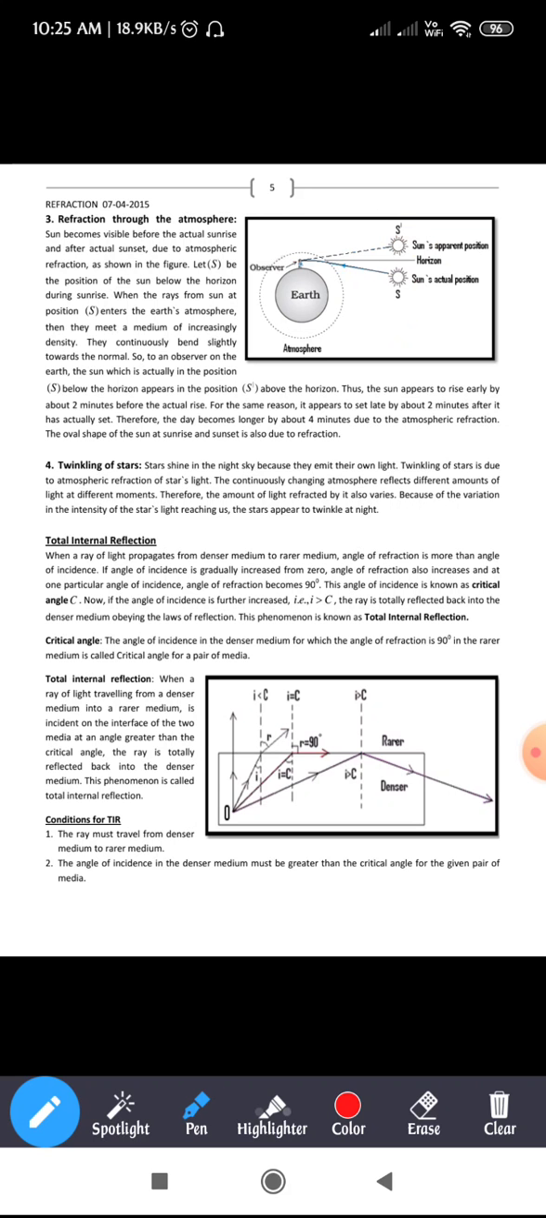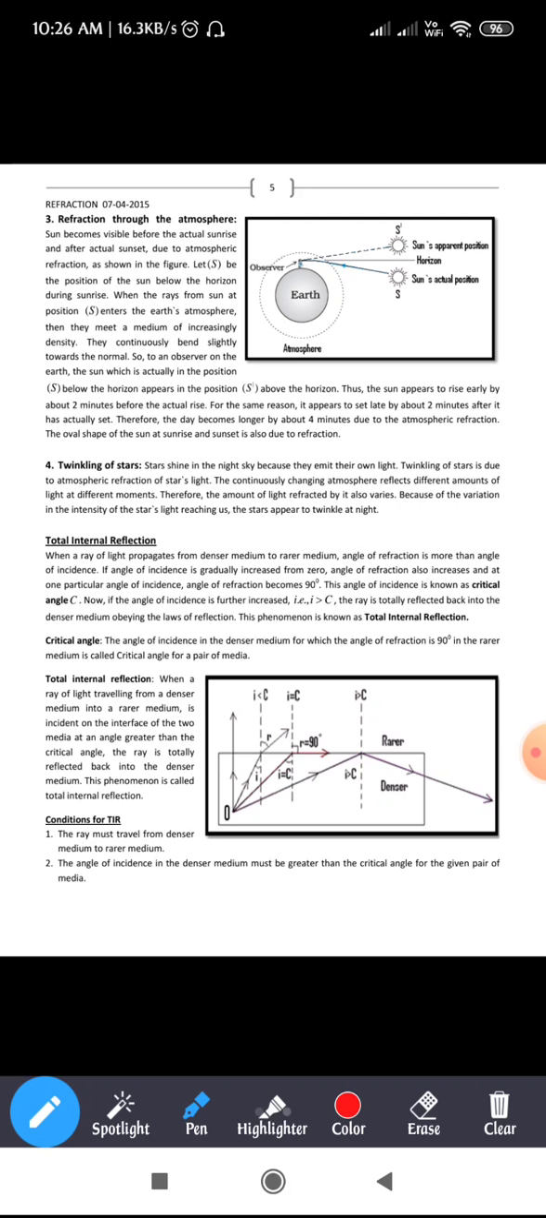So next is regarding the twinkling of stars. Stars shine in the night sky because they emit their own light. Twinkling of stars is due to atmospheric refraction of the stars' light. The continuously changing atmosphere refracts different amounts of light at different moments. Therefore, the amount of light refracted by it also varies. Because of the variation in the intensity of the stars' light reaching us, the stars appear to twinkle at night.